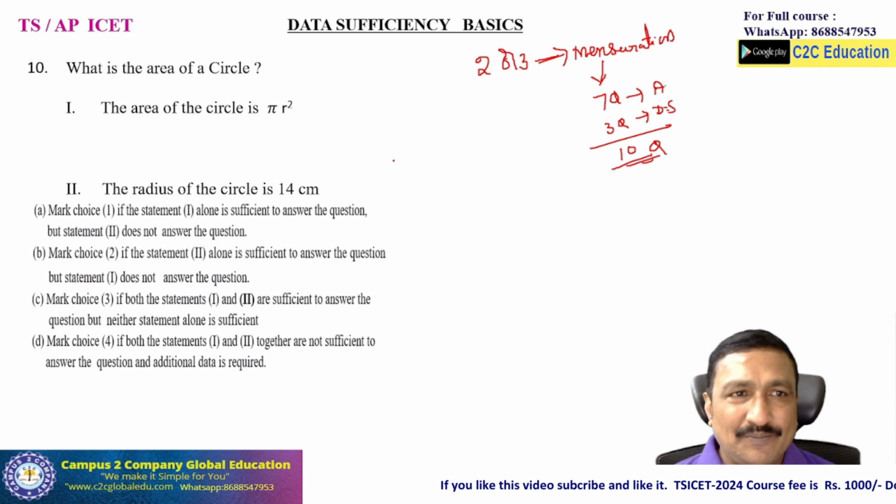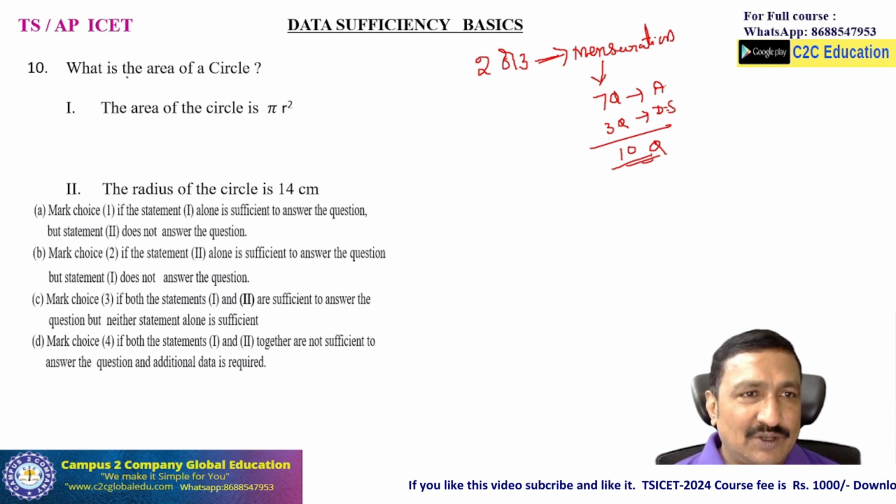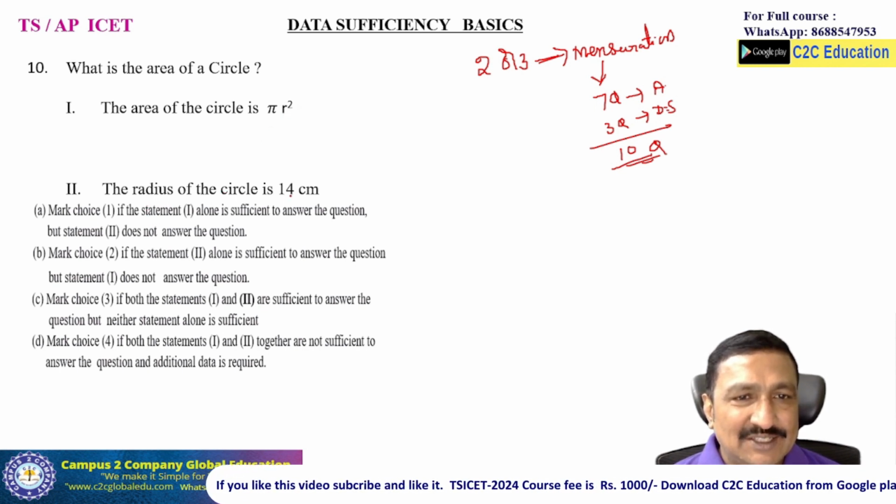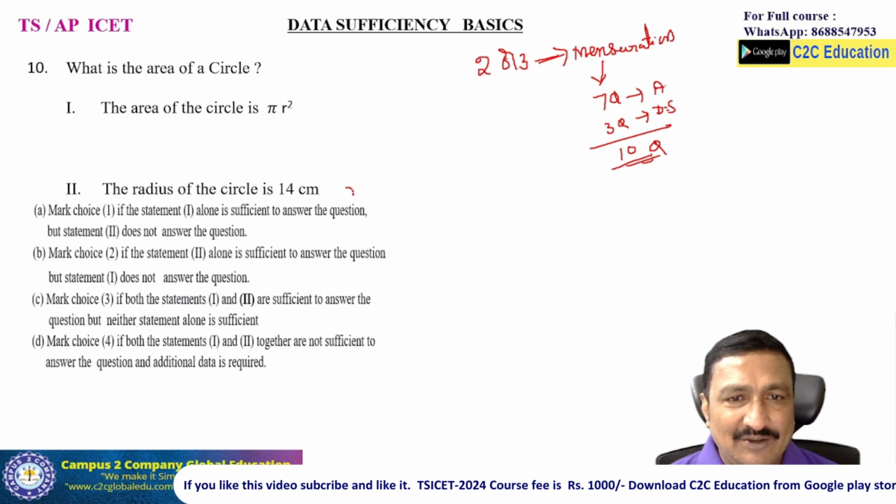Right? Now coming to this question, what is the area of a circle? First statement, the area of the circle is pi r square. According to this one we cannot find the answer because we don't know the radius value. Second statement, the radius of the circle is 14 centimeters. So r is equal to 14 centimeters.